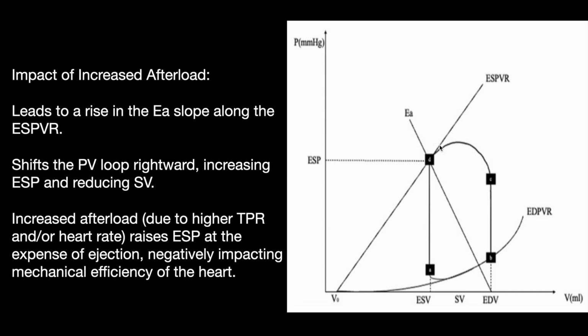Increased afterload due to the total peripheral resistance or heart rate raises the end systolic pressure. This will rise. As I go up, my pressures will also be higher. At the expense of ejection, my stroke volume will be reduced, negatively impacting the mechanical efficacy of the heart.